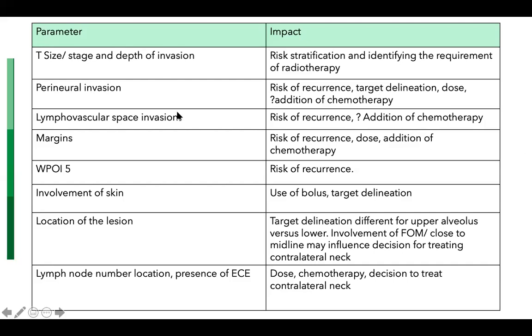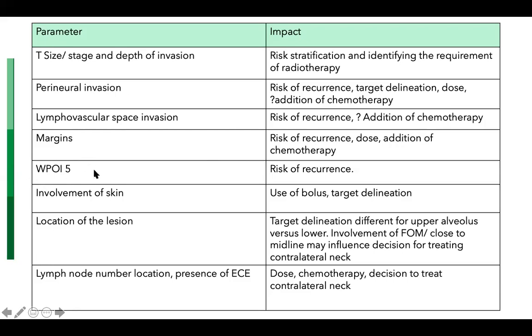Then, of course, lymphovascular space invasion, again, is associated with higher risk of recurrence, and we will take a decision about adding chemotherapy. Same reasoning as perineural invasion. Margin, of course, determines the risk of recurrence, the dose, because you'll go up to 66 Gray, and the addition of chemotherapy. Then worst pattern of invasion.